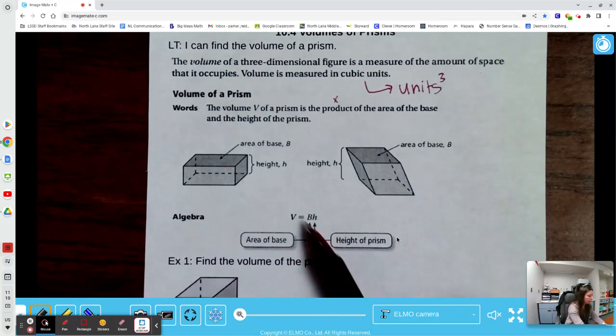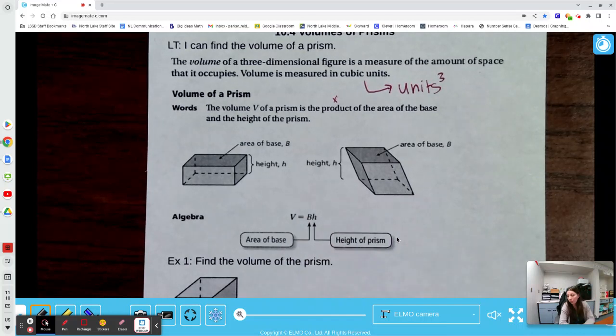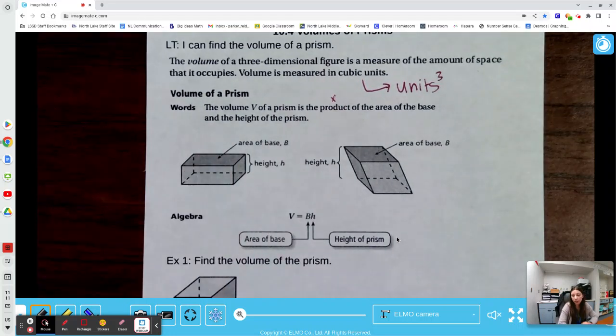And so here's that formula. Volume equals B times H, area of base times height. You'll notice this is a capital B versus a lowercase, and that's because it does not stand for base, because base is just the base length of something, right? The base length of a rectangle or triangle. Capital B stands for area of the base, so the actual area of that shape that is the base.